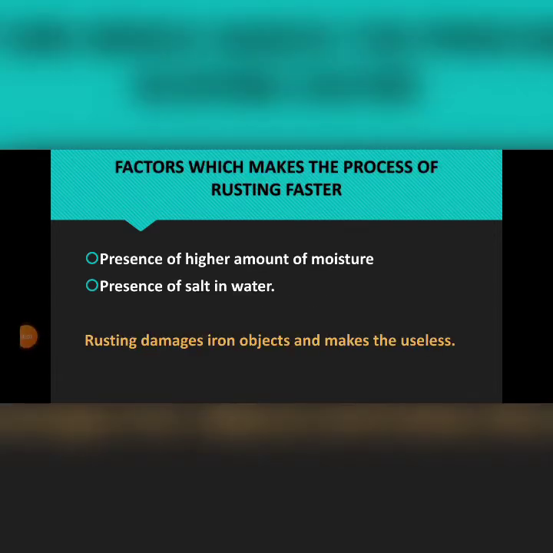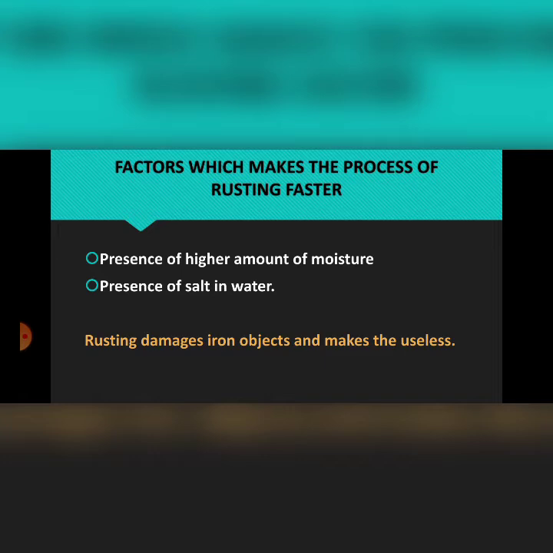Now some factors make the process of rusting faster, which enhance the process. In some places we can observe the rusting of iron happens at a faster rate, and in some places it happens at a comparatively slower rate. Why does this happen? This happens because of two factors.